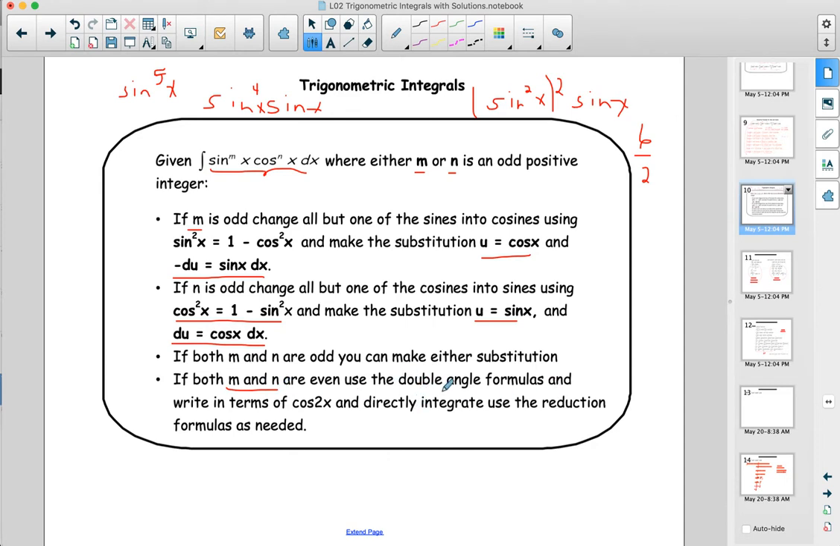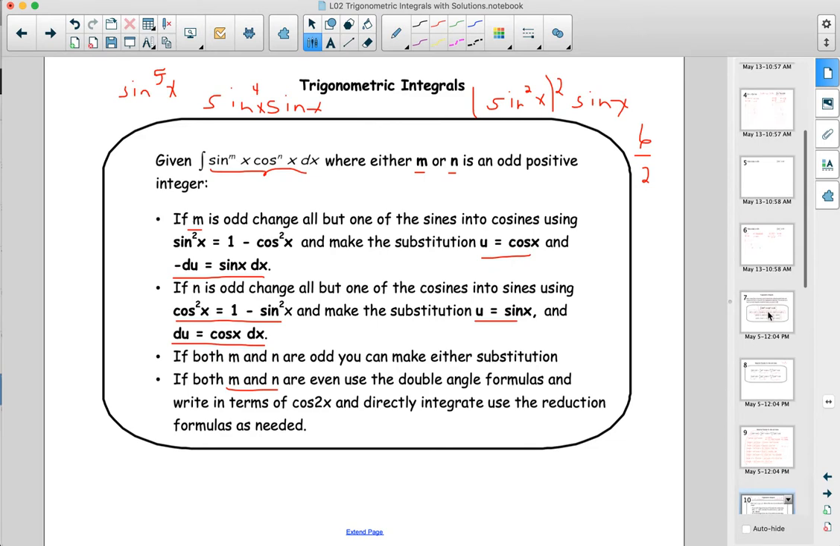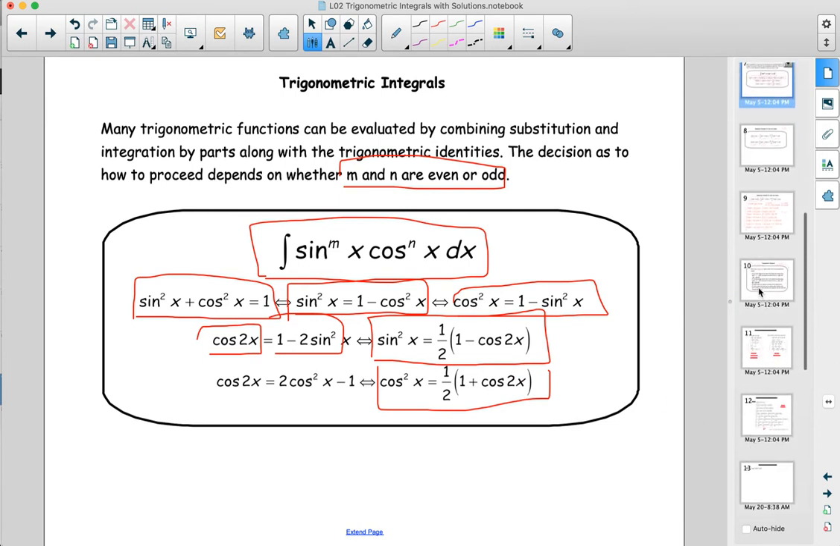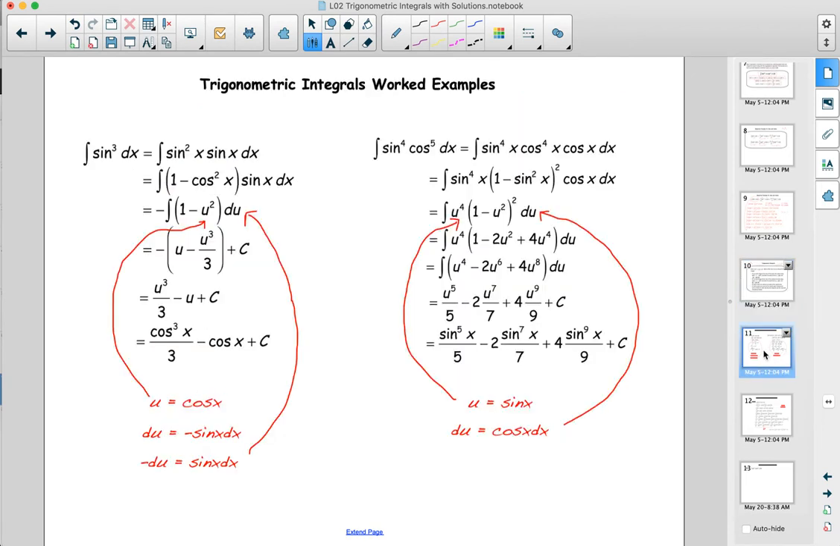Because then we'd have to use the double angle formulas. So let's back up so we can see where those double angle formulas were. The double angle formulas were right here. When they're both even, we're going to make these substitutions. Every time you make one of these substitutions, you take the degree down by 1. All right, so now I'm going to walk you through maybe a couple of worked examples, and then I'll get you to try one on your own.